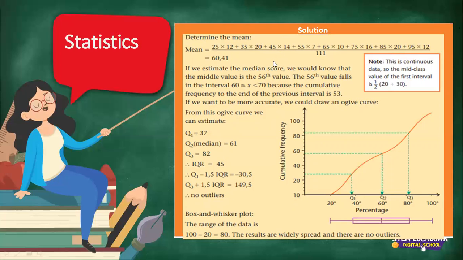Now, next, another important term we can find is the median. So how do you find your median? You use your formula. So your median is n plus 1 divided by 2 with a position. So the total number is what? 111. 111 plus 1 gives you 112. 112 by 2 gives you 56. So if you estimate the median score, we will know that the middle value is the 56th value.